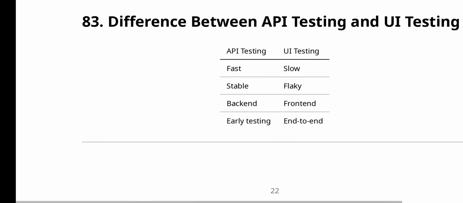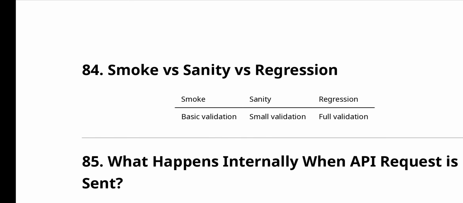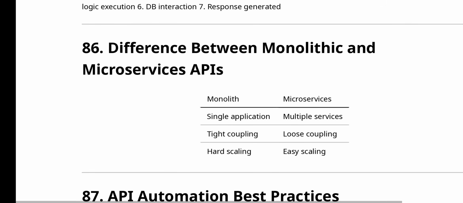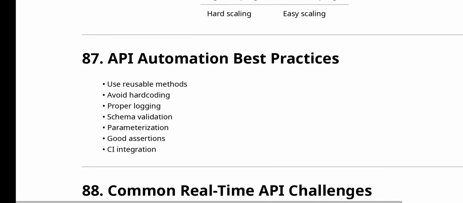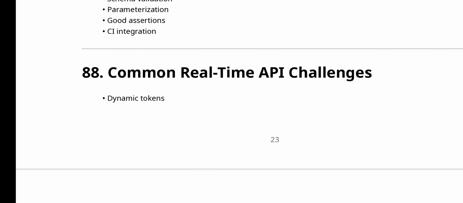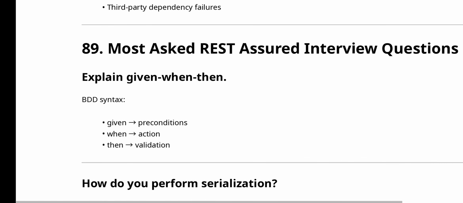between API testing and UI testing, difference between smoke versus sanity versus regression, and then what happens internally when an API request is sent, what's the difference between monolithic and microservices APIs, API automation best practices to be followed, what are the common real-time API challenges.